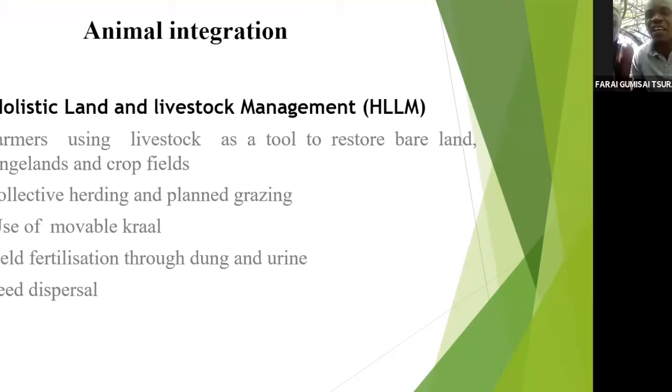Sorry, you can come again on that one. What's the size of the herd for the movable kraal, and what size of land are you working on?